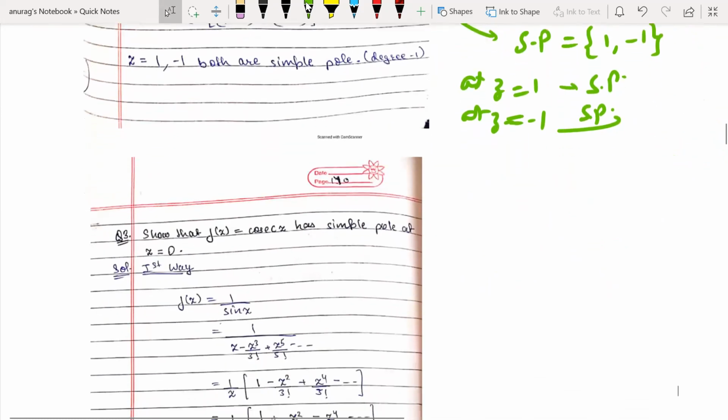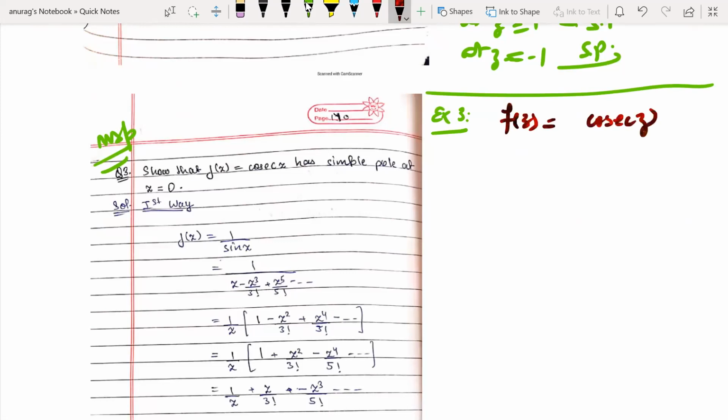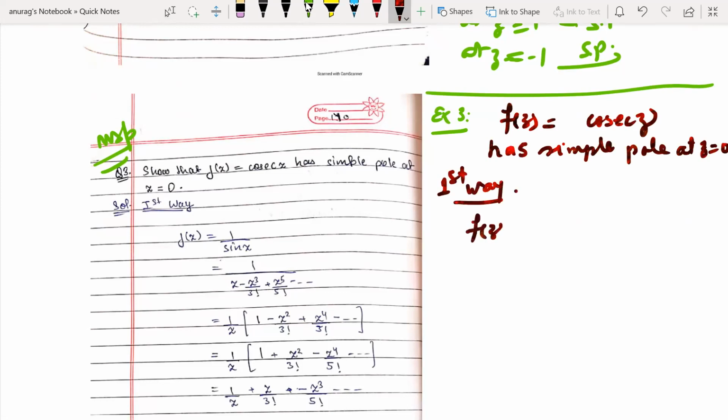Next example. This is a very, very famous problem and most important. Show that f(z) equal to cosec z has a simple pole at z equal to 0. I have two techniques for it. The first way is by expansion only. So let's try by expansion.